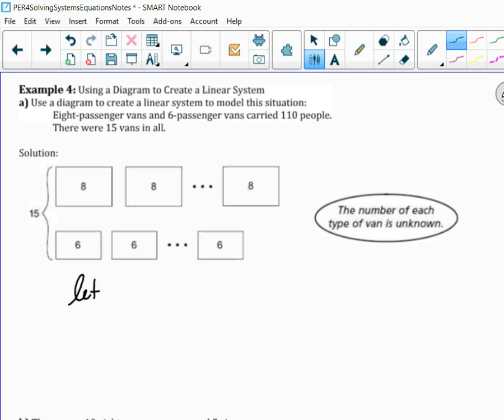We can make E be the 8 passenger vans. Okay, so let E equal the number of 8 passenger vans. And we don't know how many 6 passenger vans there are, so what variable would you like for that? S, sure. So S is the number of 6 passenger vans.